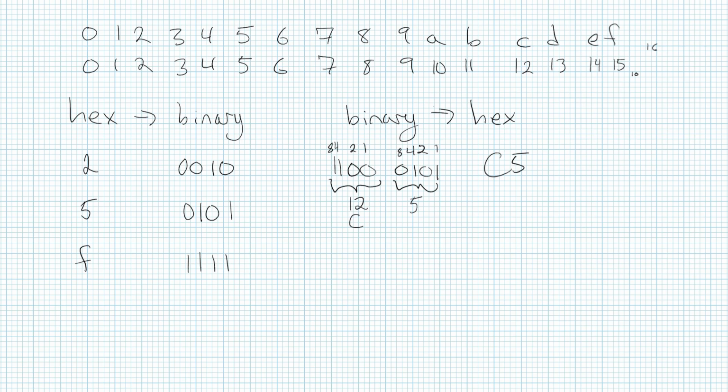So if we have the hex value AB, we know we're going to need the binary for 10 and the binary for 11. So the binary for 10 is going to be 8 plus 2. And the binary for 11 is going to be 8 plus 2 plus 1. And so the binary representation is simply that.